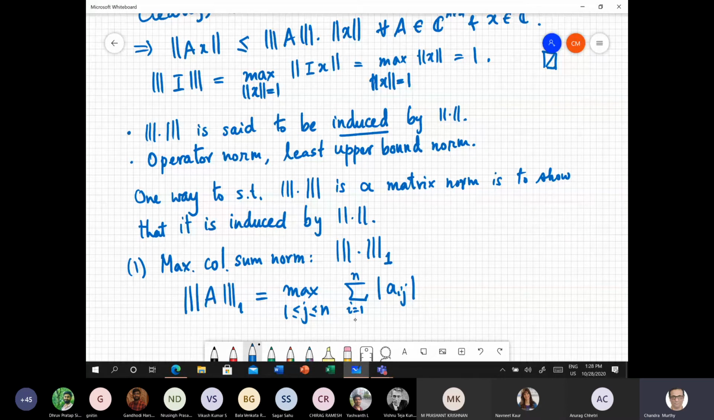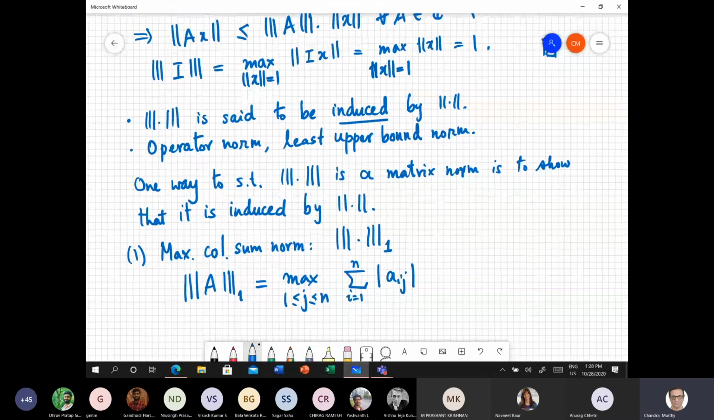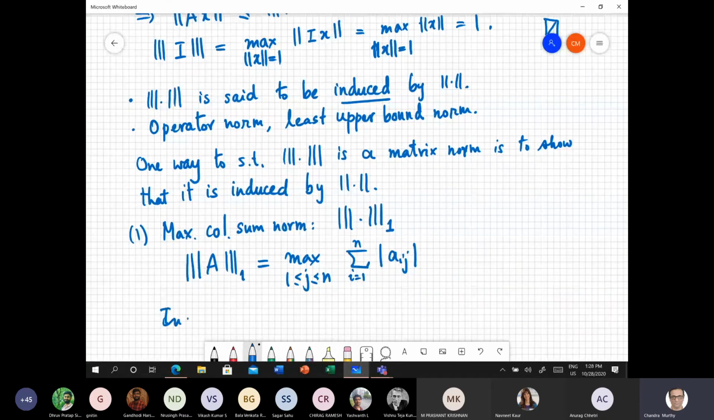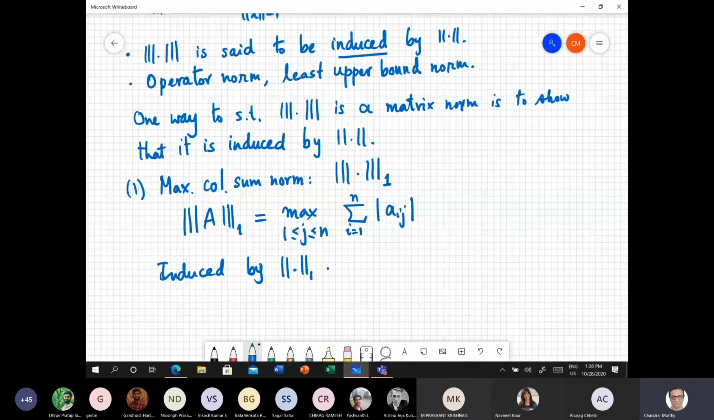What I'm doing here is taking the sum of the magnitude of entries in each column of the matrix. When j equals 1, it's the first column. I'm taking the L1 norm of the first column, and looking across all columns, first, second, third, up to the nth column. I'm asking which column has the maximum L1 norm, and I'm defining that to be the matrix L1 norm of this matrix A. So this is induced by the vector norm L1.